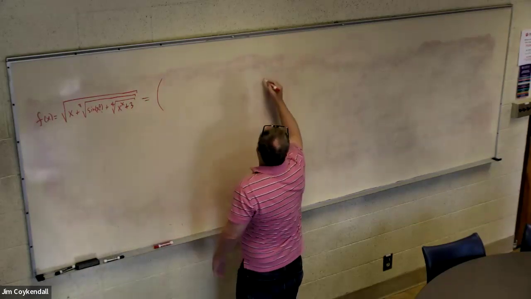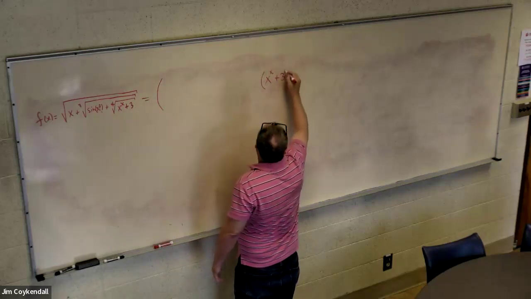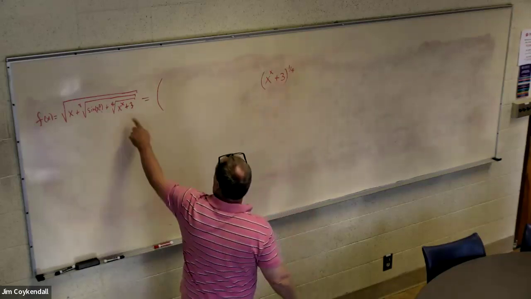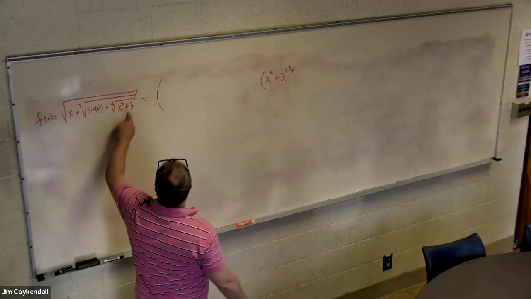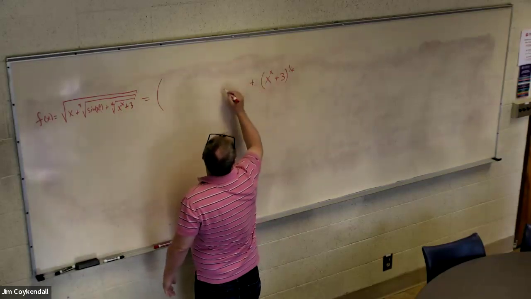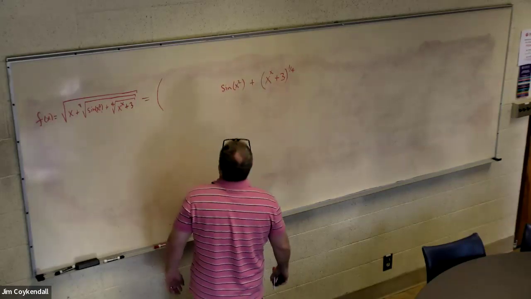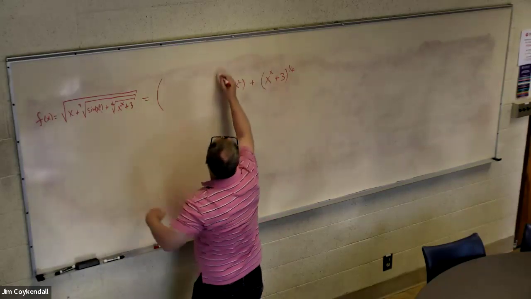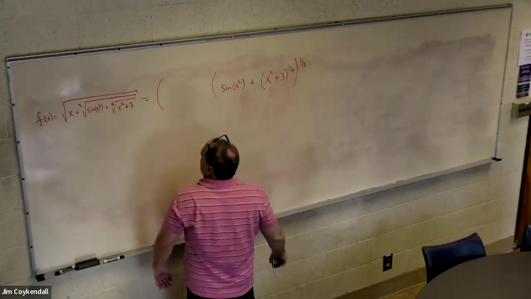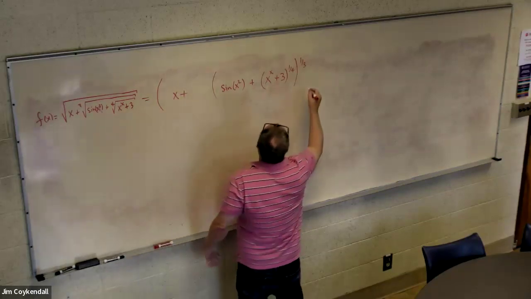So let's think about this from a calculator perspective. If I were to put this into a calculator, I would do x to the x plus 3 to the fourth. Then I would add sine of x squared to it. Once I was done doing that, I would take the cube root of that in the bottom. Then I would add x to it, and I would take the square root of the whole shebang.